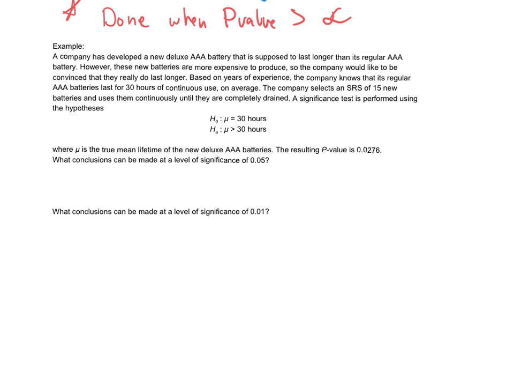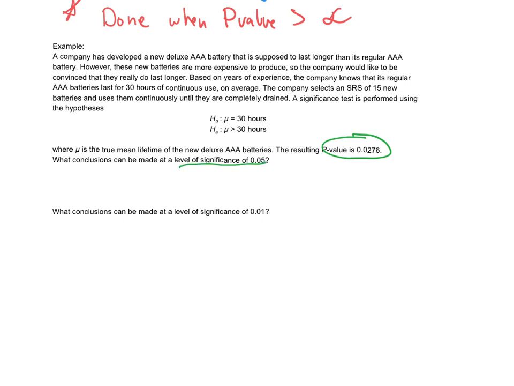So a significance test is performed. Here are our hypotheses. Obviously, mu equals 30 because that's the claim of the company. That's the existing value. And now the new claim is that it's going to last longer than that 30, because if it doesn't last longer than that 30, then why are we making these? So we do some math, and based on our sample, we get a p-value of 0.0276.